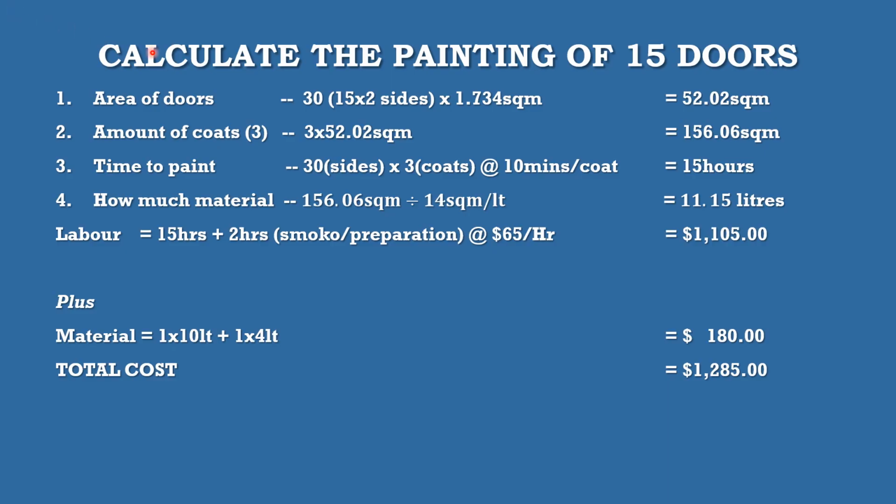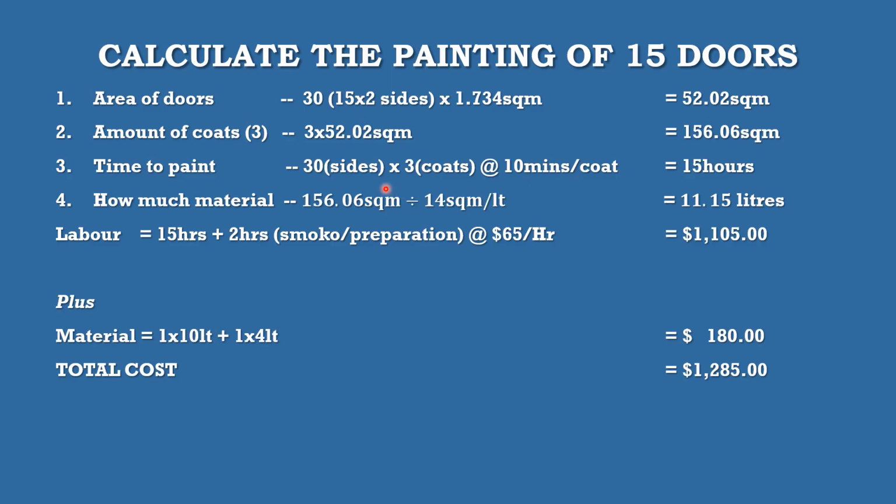So let's calculate the painting of 15 doors. So we have the area of the doors, which we've worked out at 1.734. We've got 15 sides. So two sides gives you 30 doors. So you have a total of 52.02 square meters. Now the amount of coats, let's say I'm going to put 3 coats on, so 3 multiplied by 52.02 gives you 156.06 square meters in total.